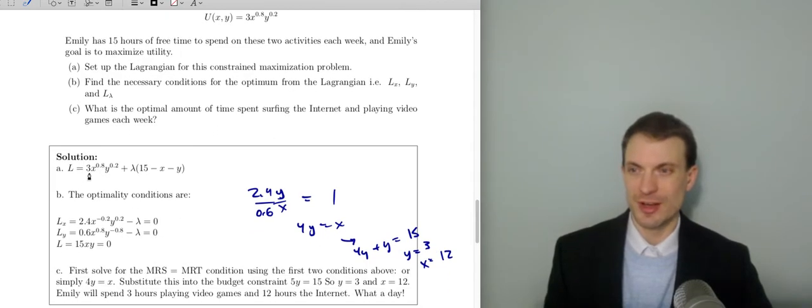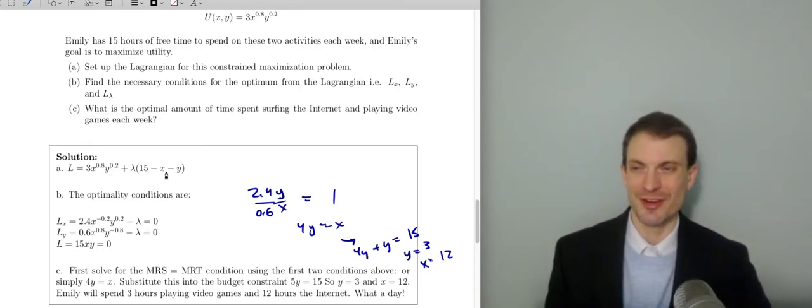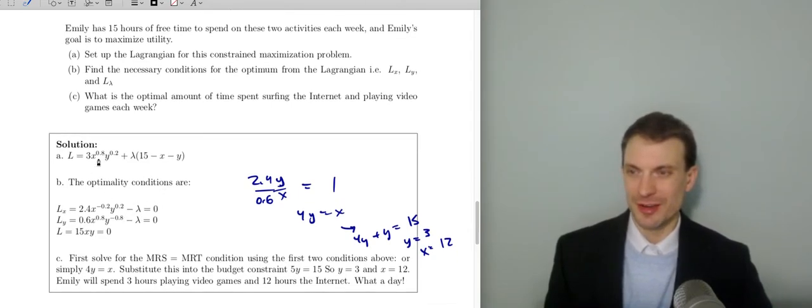Okay, so here's the Lagrangian. This is going to be the objective function, utility, and then here's the constraint, right? So this is the budget constraint, 15 hours. Each hour spent on each activity costs me 1 hour out of my budget, right? The prices have to be 1 here, because each hour that I spend on video games is 1 fewer hour out of 15 that I can spend on the internet, for instance. The optimality conditions just take the partial with respect to x, partial with respect to y.